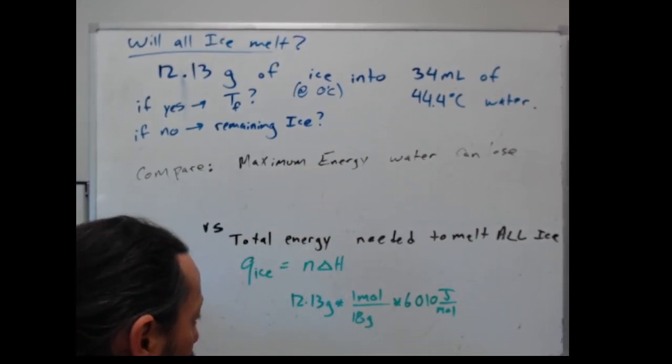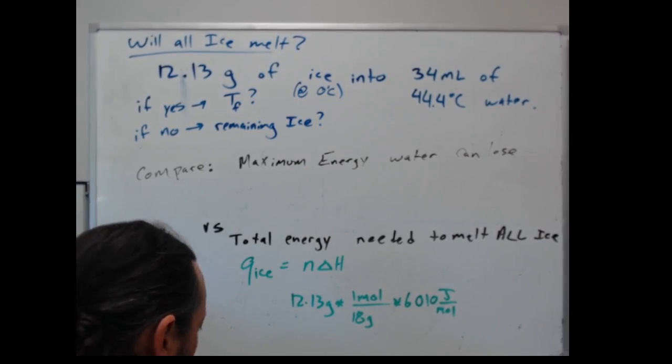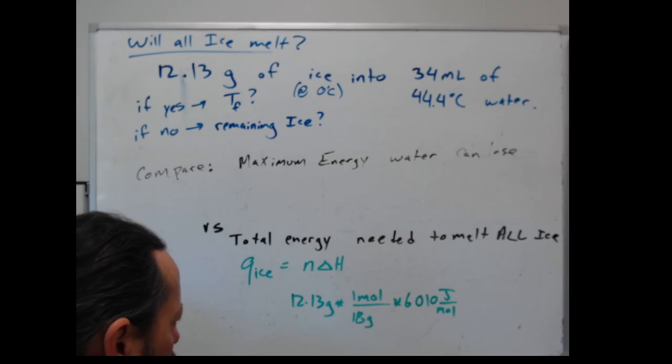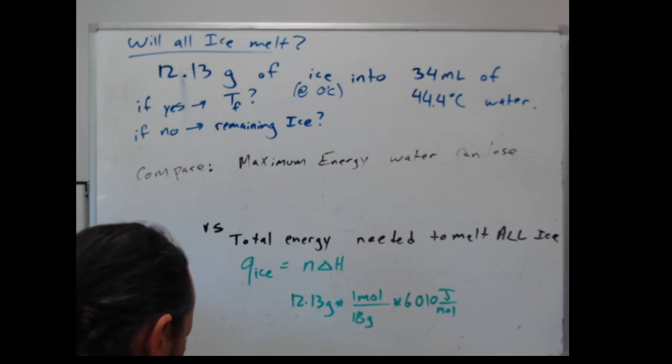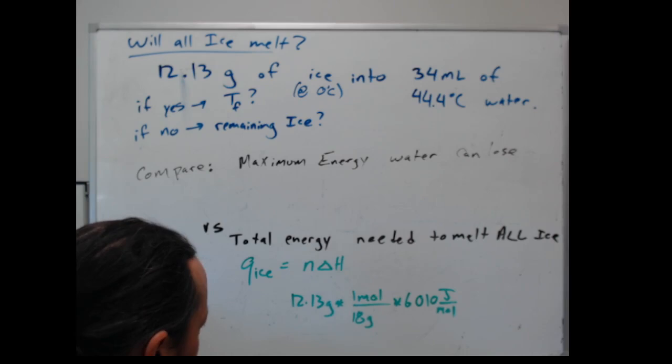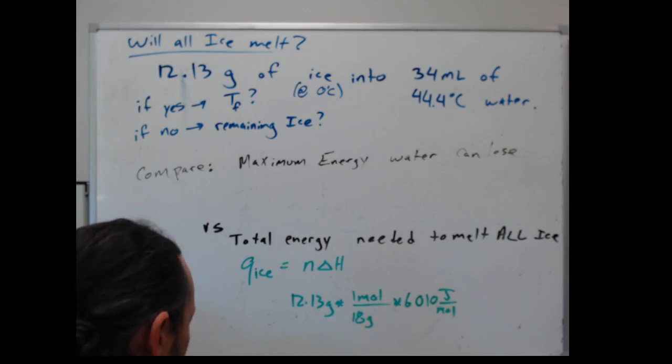So this will get me how much energy it takes to melt all of the ice. 12.13 divided by 18 times 6010. Whoa, that doesn't seem right. Is that right? I'm not trusting my calculator. I can double check. Oh yeah, okay, now I gotta do it a third time. That second time was better. I think I did 1.8 instead of 18 the first time.